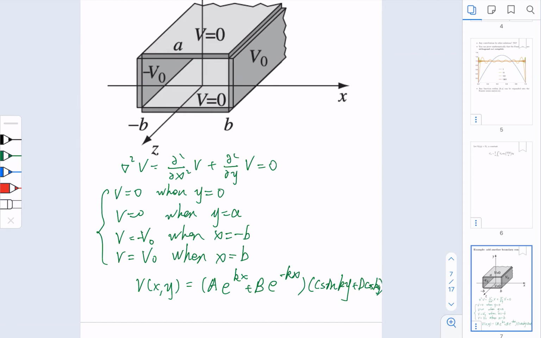So here it says that v equals 0 when y is 0. So let's check y is 0. So here this term must vanish. And then the second term is v equals 0 when y equals a. So here when y equals a, the sine ka should be 0, which means ka must be n pi.